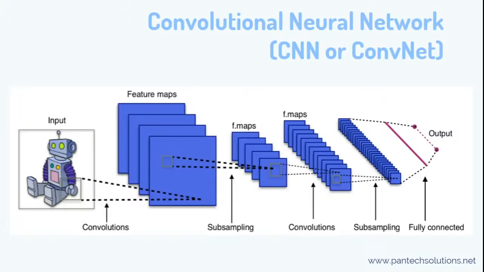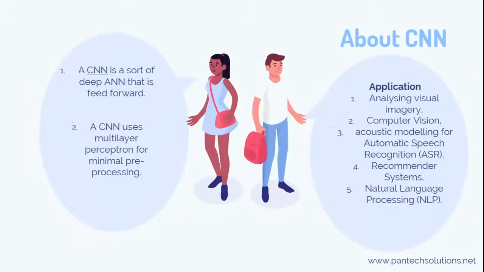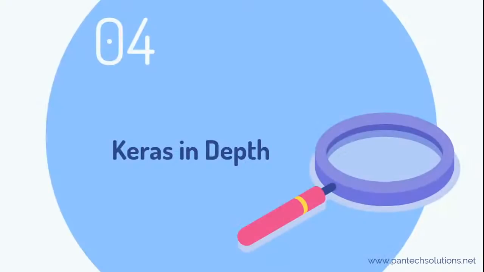After that, at last we have an artificial neural network segment, that is a simple neural network, having a fully connected layer with two hidden layers and an output layer, the same procedure at last. That is called a convolutional neural network. Convolutional neural networks are a sort of deep ANN and feed forward neural network, with applications like visual imagery, computer vision, acoustic modeling like automatic speech recognition, recommender systems, natural language processing, and then Keras in depth.